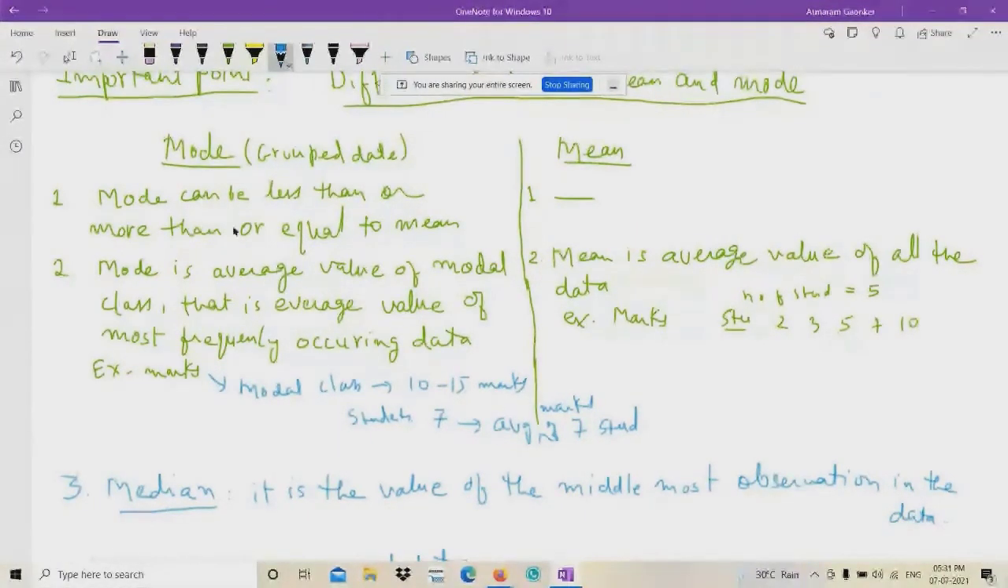You see here, mode can be equal to, less than, or more than the mean. This is a point you remember.